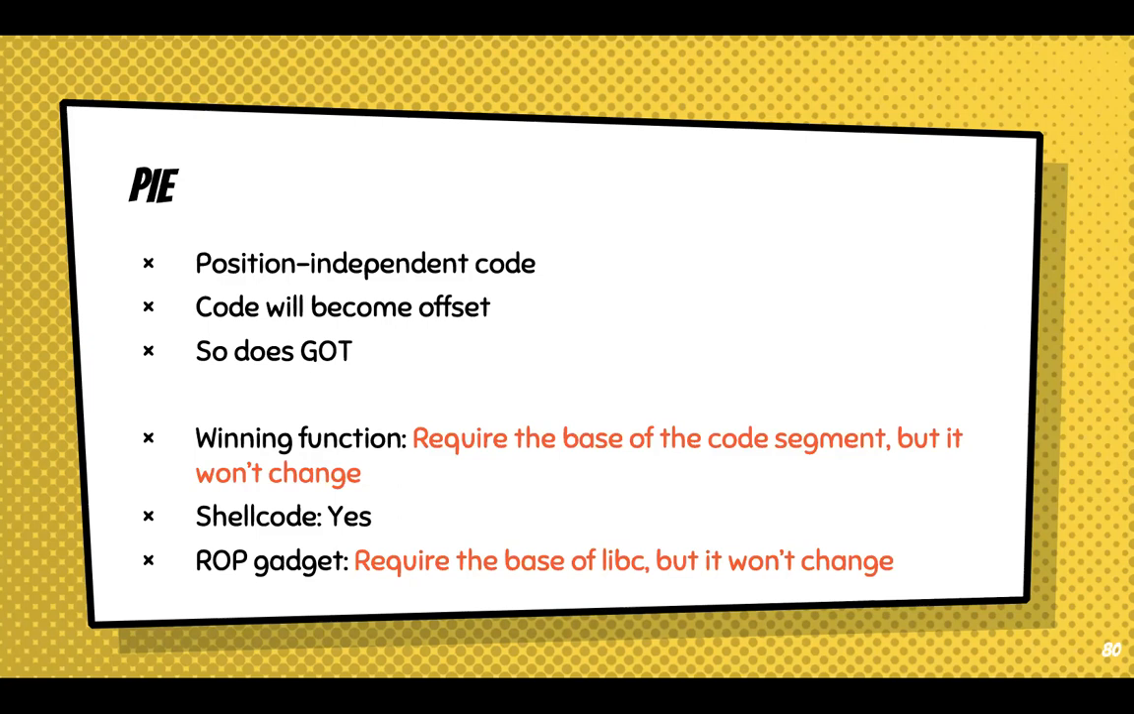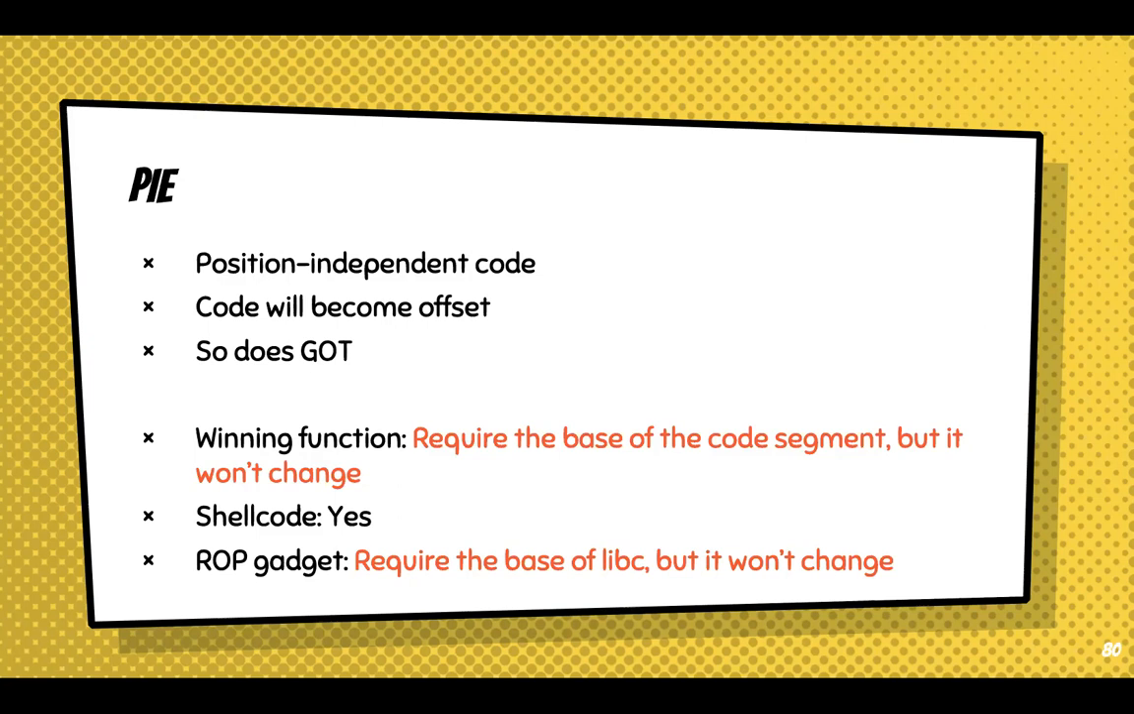So therefore, for the winning function, if you want to know where it is, you need to acquire the base of the code segment. And for shellcode, you can still use it because it's on the stack. It's not going to be changed. And then for ROP gadget, the ROP code is in libc, and libc is also dynamically linked. So there's an offset only. You also need to know the base of libc. And therefore, for the winning function and the ROP gadget, you need to know the base of them.